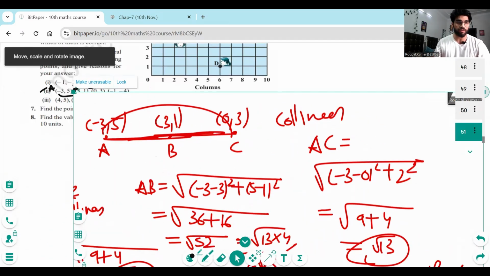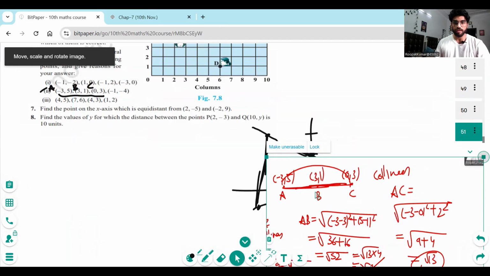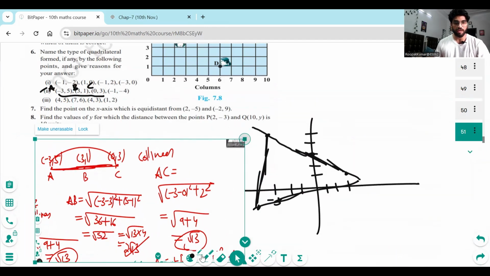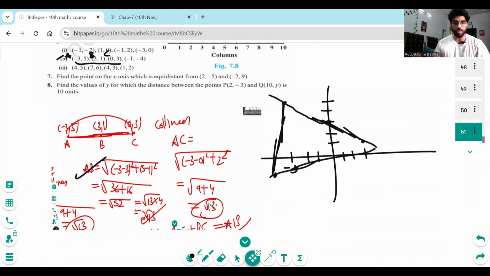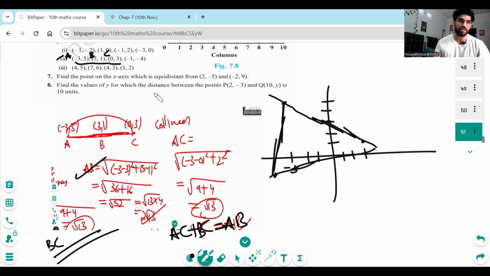So here also, if you start finding all the things, you will see that AB came out 2√13. AC came out √13, and BC, if you remember, came out √13. So my BC plus AC is equal to AB, right? That's why, see, BC plus AC is equal to AB, and that's why they are collinear. So my quadrilateral is not possible in this one. Either you show by diagram also, that is also fine.